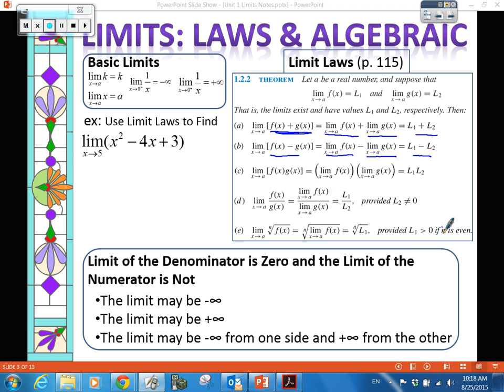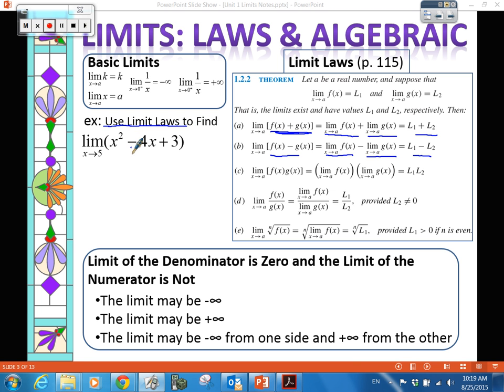So if I say use limit laws, my requirement is that you use at least one, a minimum of one. If you want to use more than one, that's great, but you have to use at least one. If I don't say use limit laws, then you can just do the limit how you normally would. In this case, I am asking you to use limit laws, so we're going to use at least one. And you don't need to say which one you're using, that's not necessary.